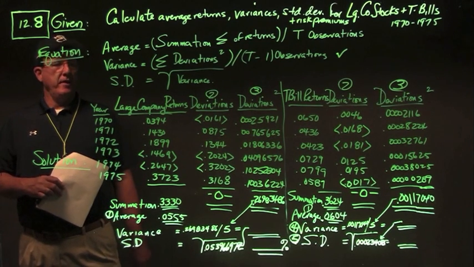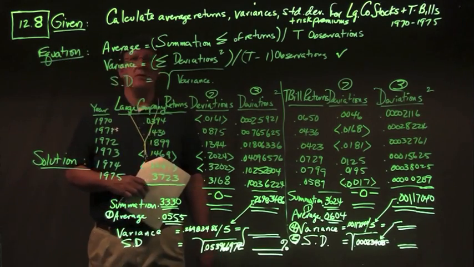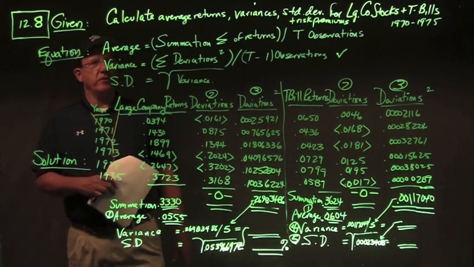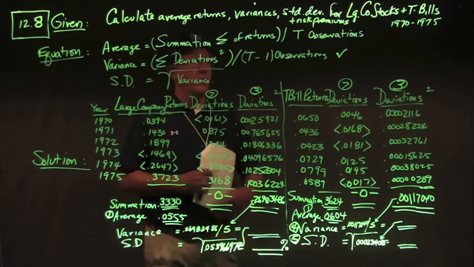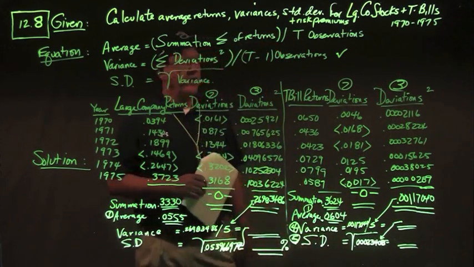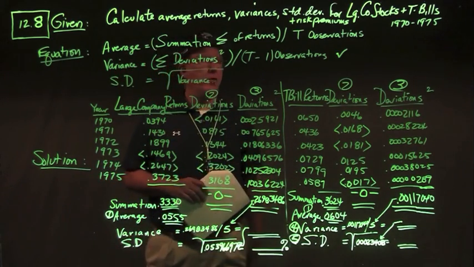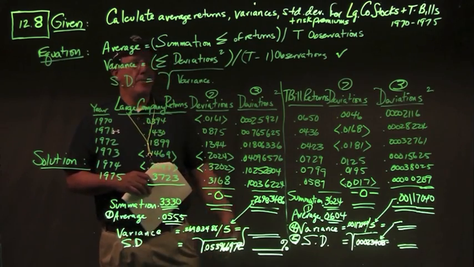In 12.8, we have a challenge question, the third part of which will turn out as a challenge. We want to calculate the average return, variances, and standard deviations for large company stocks and treasury bills from 1970 through 1975. We get these values for these returns from the table in the book. And I post them here also.